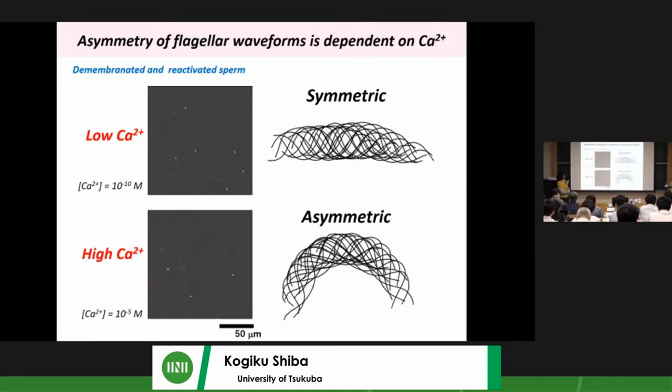So in this condition, if the solution has a low calcium concentration, the sperm show a symmetric waveform. On the other hand, if the solution contains high calcium ion, the sperm show the asymmetric waveform. It means calcium is a very important key factor to determine the flagellar asymmetry.